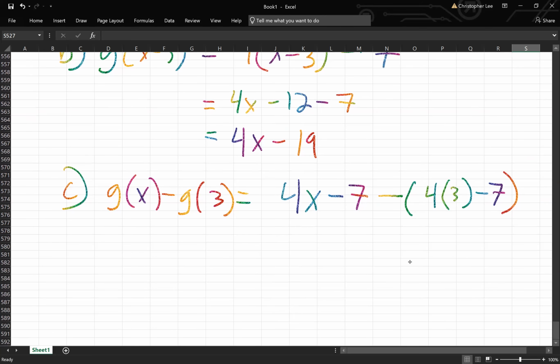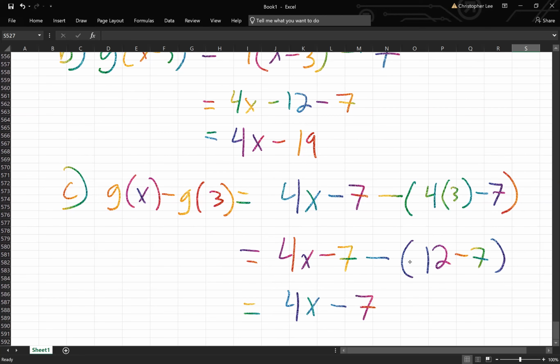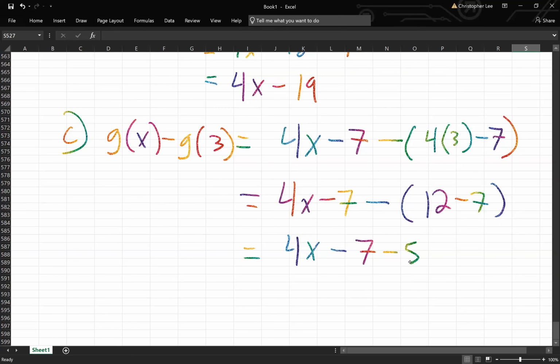Let's do the math on this, right? No pressure. So I got 4x minus 7 minus, in parentheses, 4 times 3, which is 12. 12 minus 7. And then 12 minus 7 is what again? It's 5, right? So I got 4x minus 7 minus 5, which is 12, right? So this is 4x minus 12. And that's it. Questions on this? We good? All right.